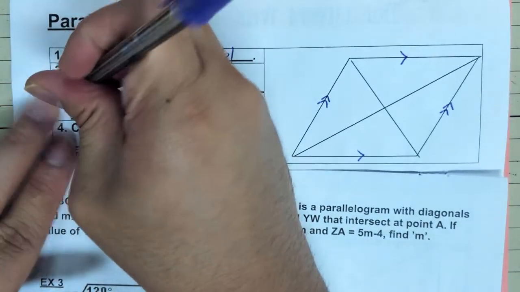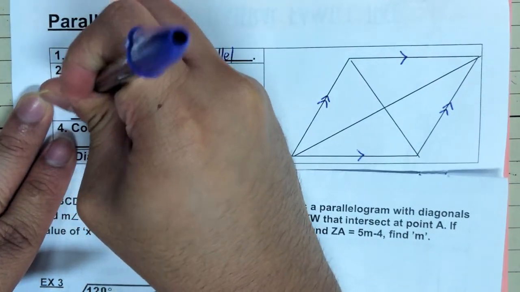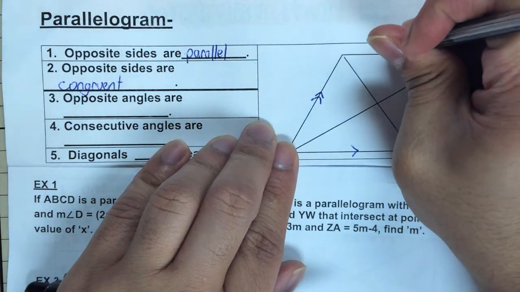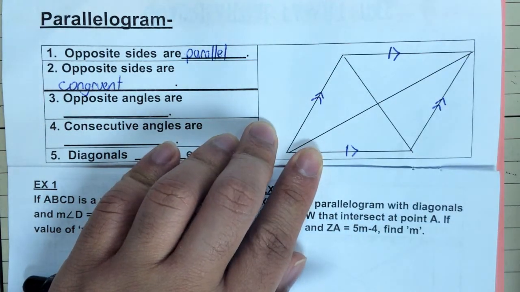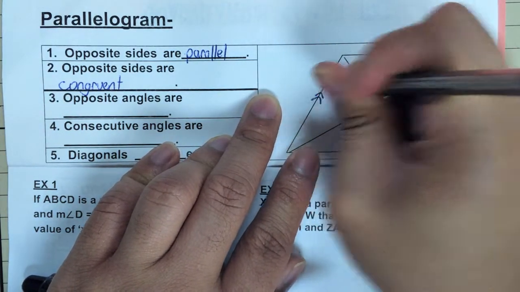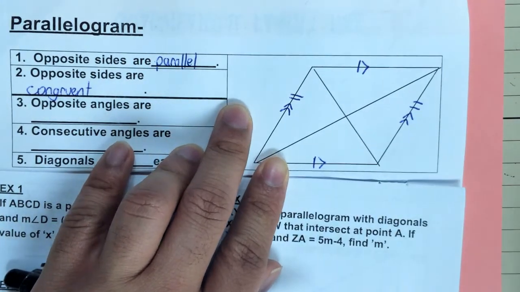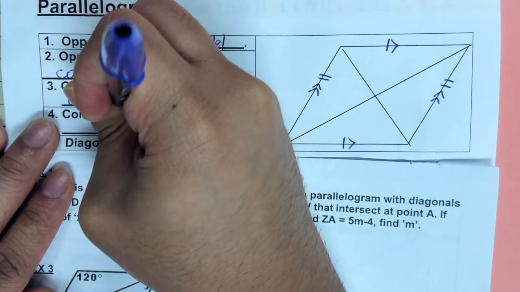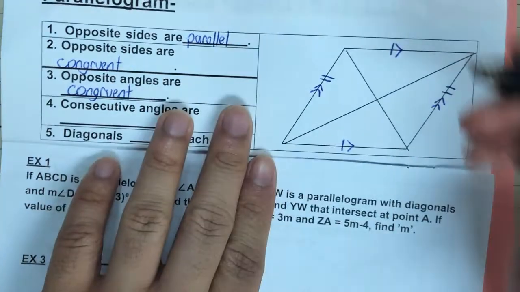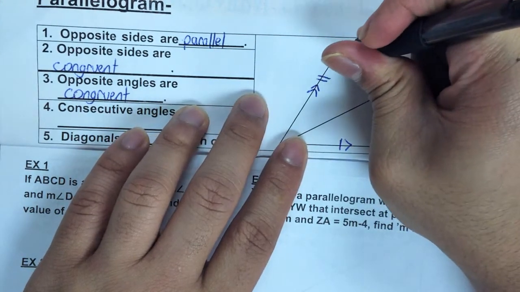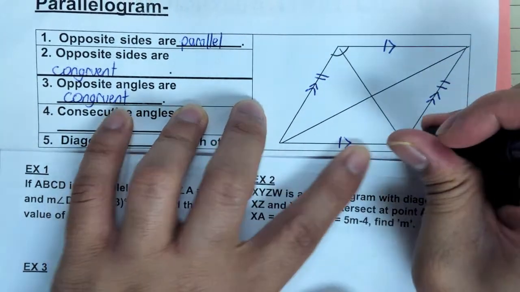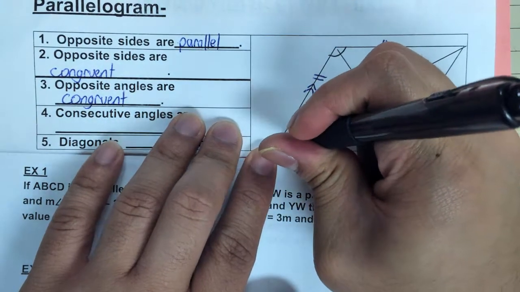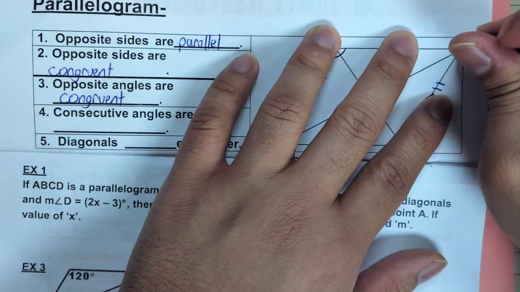Next property is that opposite sides are congruent. Meaning the top is congruent with the bottom, so I'll use tick marks. Then this is congruent with that. Next, opposite angles are congruent. Opposite angles meaning this angle right here is congruent with this angle. They're opposite from each other. Likewise, this angle is congruent over here.